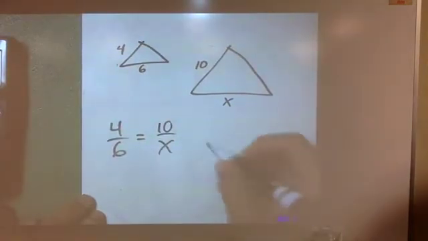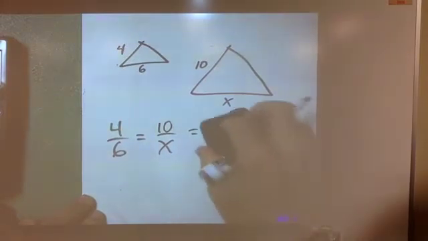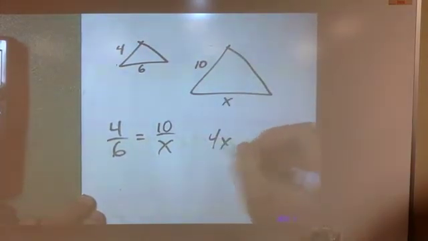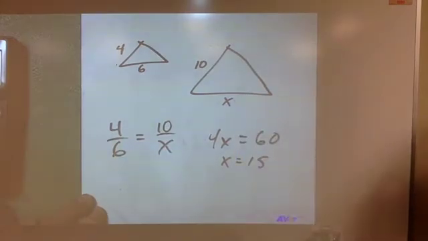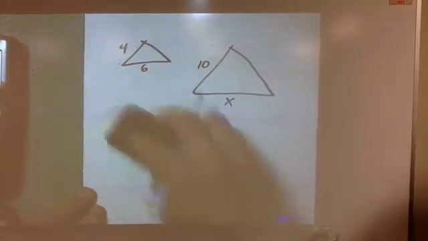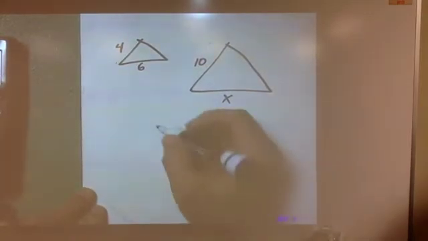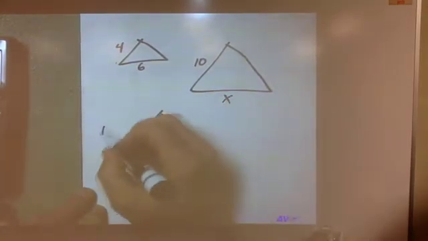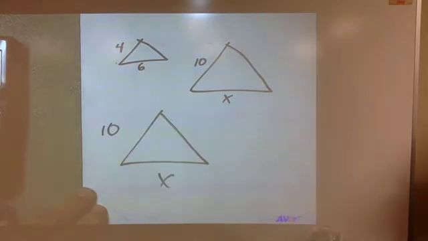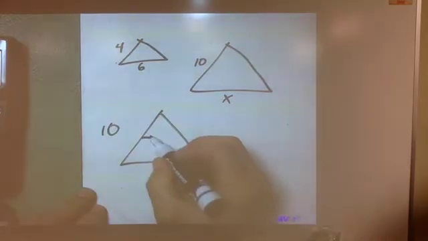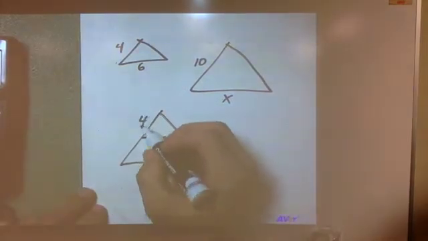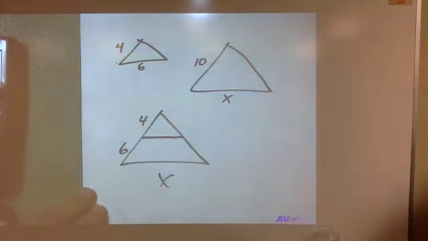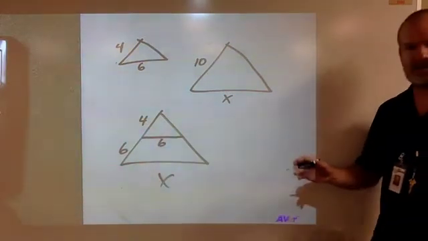All right, and then you cross multiply and you get 4x is equal to 60. And you divide by 4 and you get 15. So that side there is 15. Now, the way this gets a little trickier is if you have your 10 and your x triangle here, but you put the little triangle inside there, so this becomes 4, 6, 6, and x.